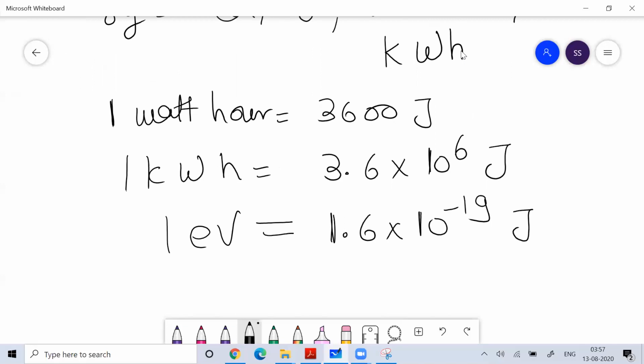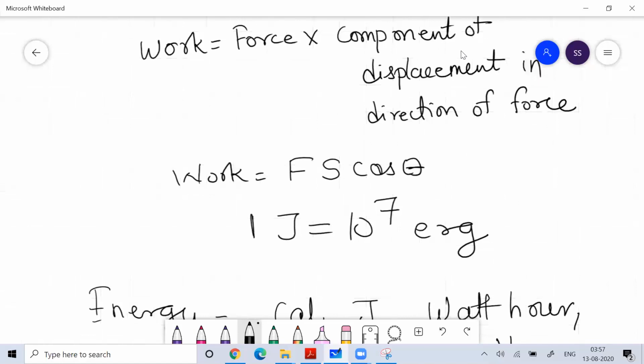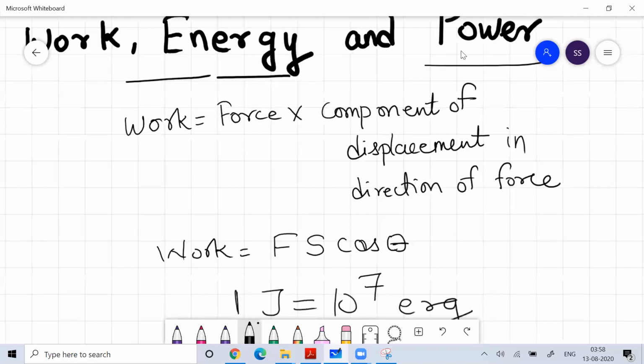So I believe that the charge of an electron is 1.6 into 10 to the power minus 19 coulomb. So these units and all, if you have a basic understanding about them, that would be really good for you. And then going further, if I talk about power, what is basically power? Power is basically the rate of doing work. Power is again a scalar quantity. Work is a scalar quantity. Energy is a scalar quantity. Power is again a scalar quantity.